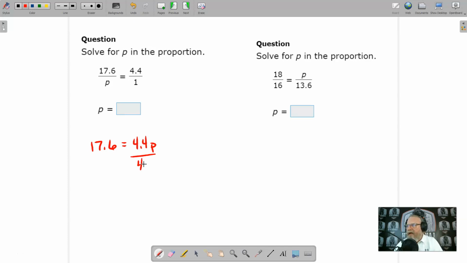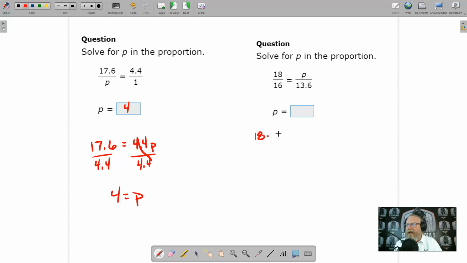Now let's divide both sides by 4.4. We do to one side, we're going to do to the other. The 4.4s are going to cancel each other, leaving me with just p on the right. And then 17.6, I'm going to divide that by 4.4, and that's going to give me an answer of 4. So p equals 4.